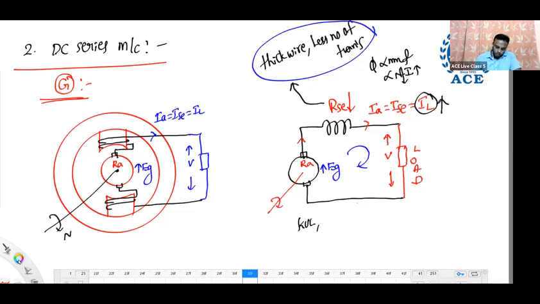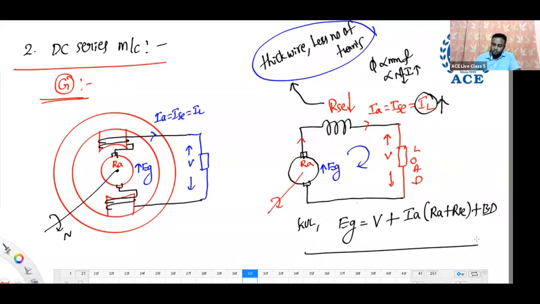What is the KVL equation? The EMF induced EG equals the output voltage V plus the drops. The same current passes through the armature resistance and also the field resistance. That's why IA into the sum of RA plus RSC, plus the brush drop. So this is the KVL equation of the series generator.